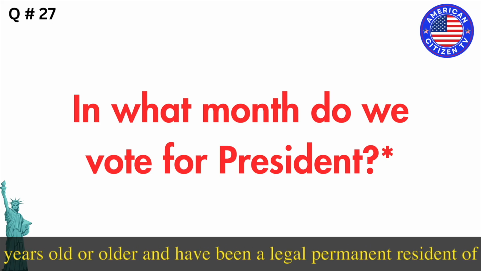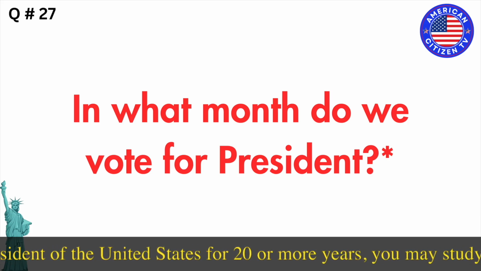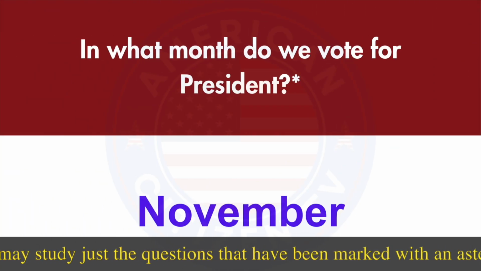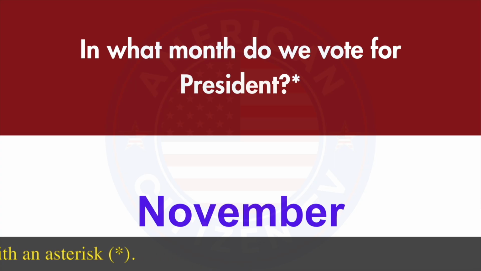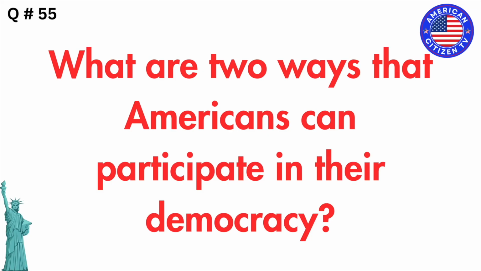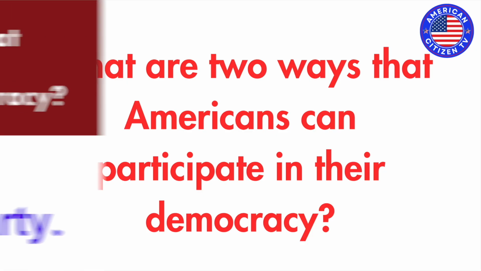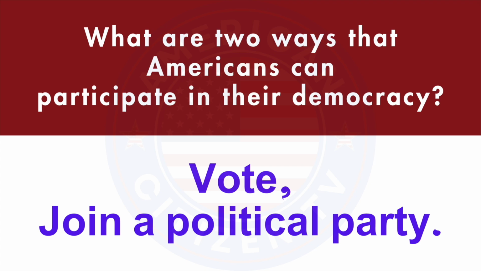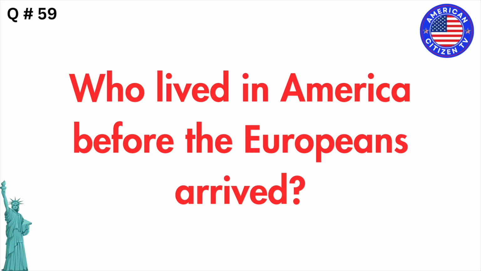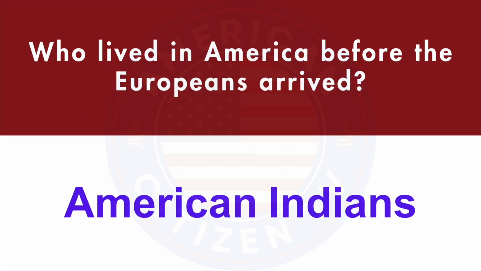In what month do we vote for president? November. What are 2 ways that Americans can participate in their democracy? Vote. Join a political party. Who lived in America before the Europeans arrived? American Indians.